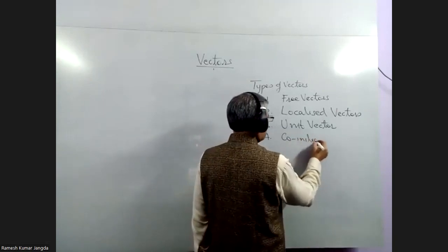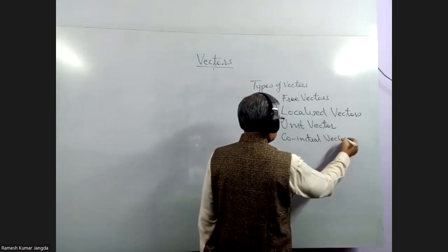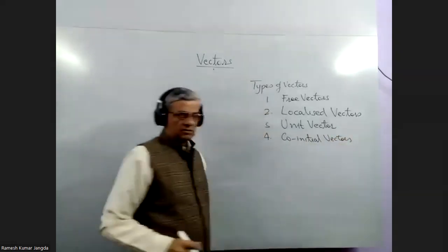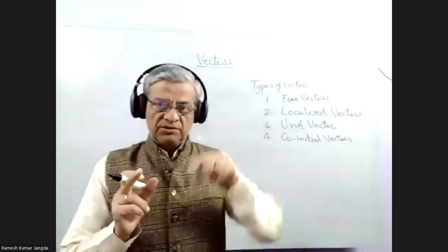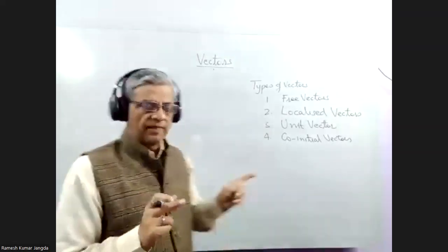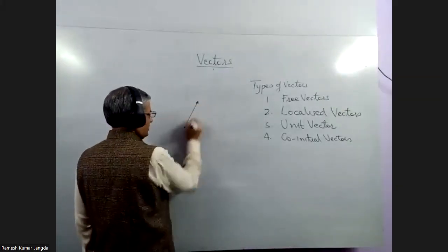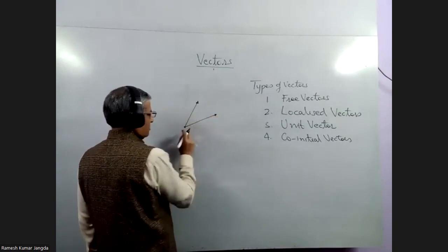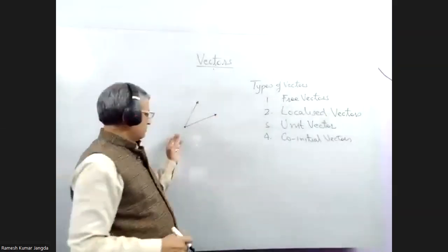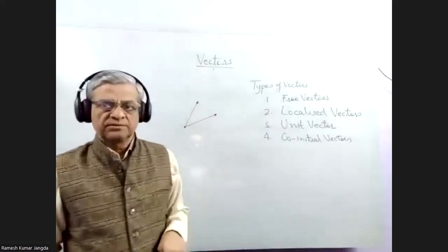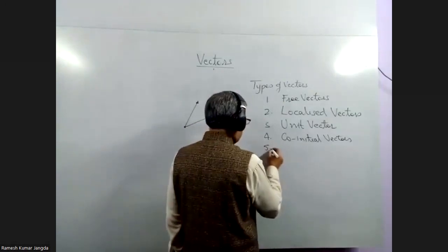Co-initial vectors. Co-initial means vectors having the same starting point. If two or more vectors are originating from the same point, then such vectors are called co-initial vectors, with this same starting point.